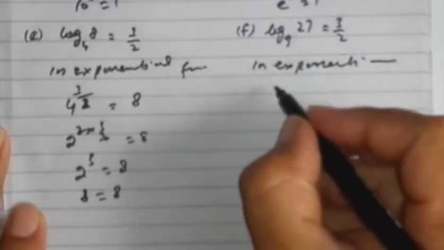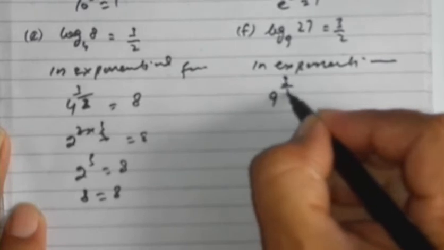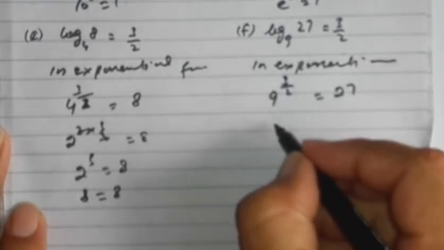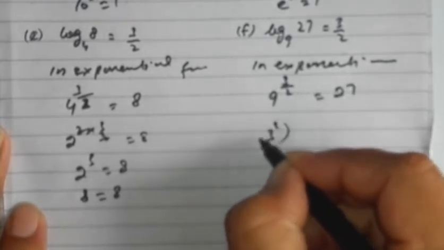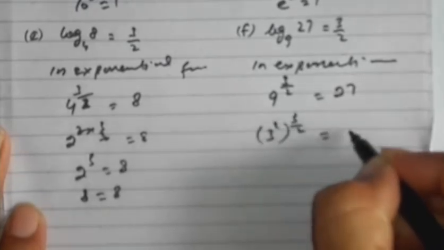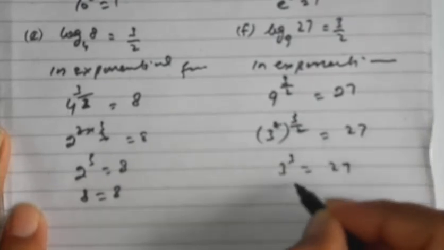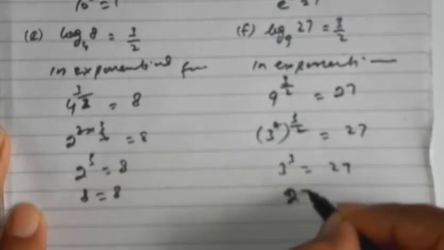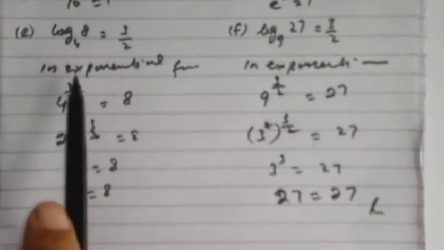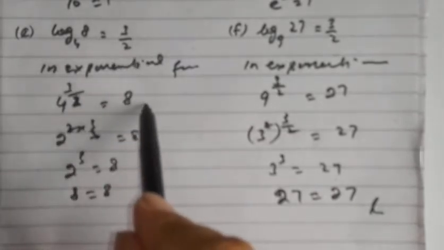Part F. In exponential form, it is written as 9 whole raised to the power 3 by 2 is equal to 27. So we can write it as 3 square whole raised to the power 3 by 2 is equal to 27. 2 cancels with 2. 3 power 3 equals 27. 3 3s are 9, 9 3s are 27, equals 27. If the question is to just write in exponential form, then the answer is up to here. And if the question is to solve, then you will do the whole procedure.